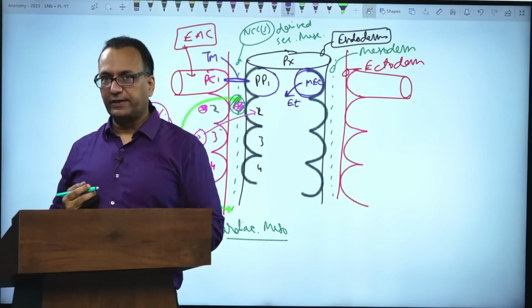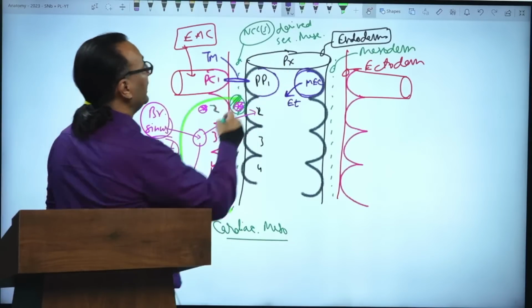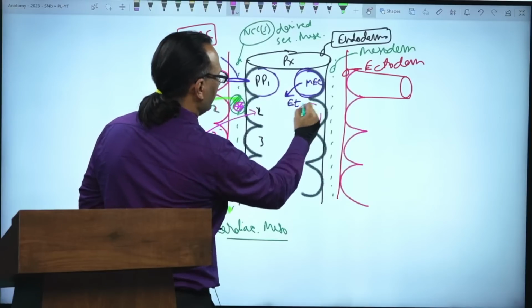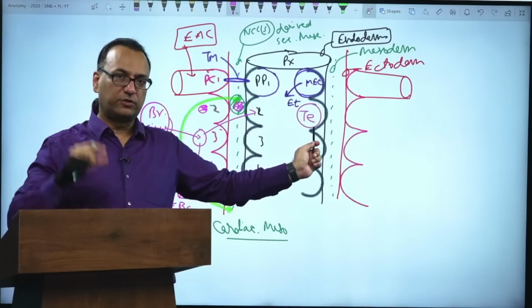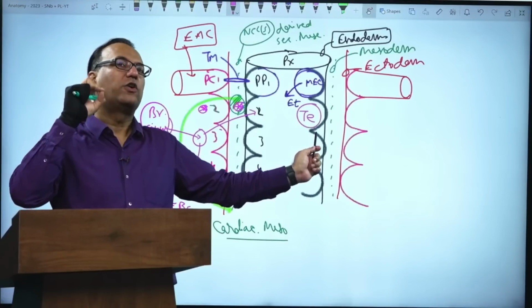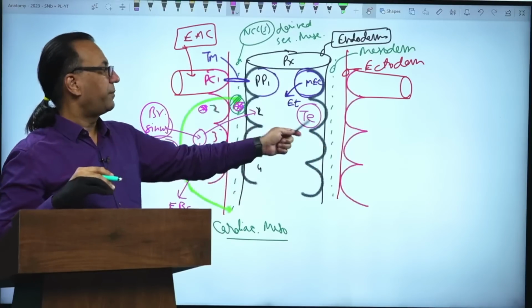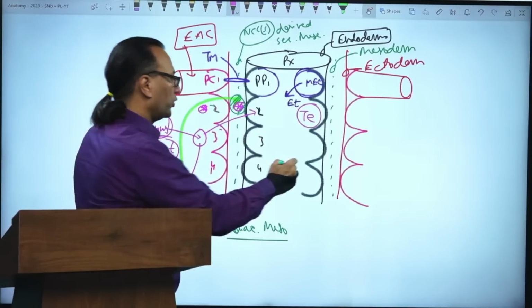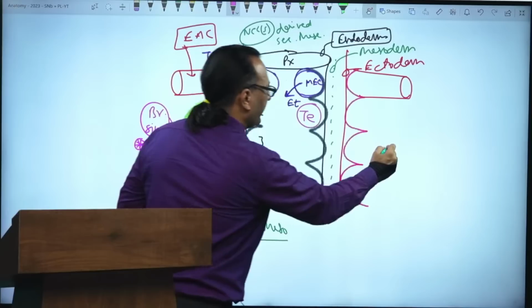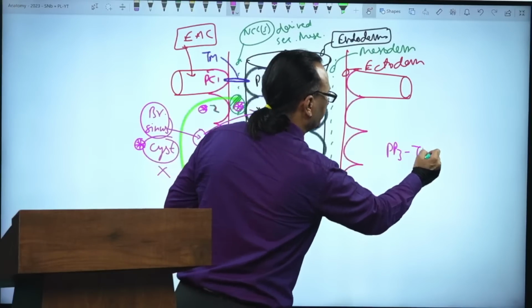Now what is pouch 2 giving? Pouch 2 will give us tonsillar epithelium. Tonsillar epithelium is endodermal in origin, coming from pouch 2. And what about pouch 3? Pouch 3 we have learnt as PP3 tip.